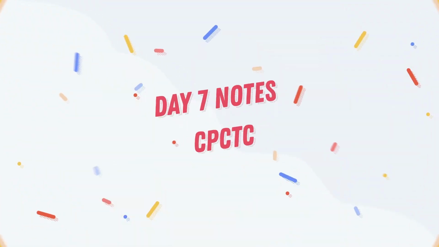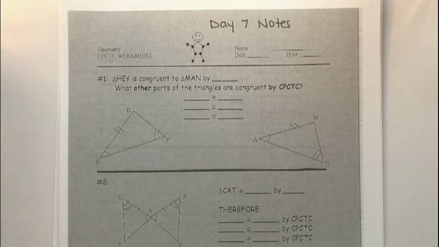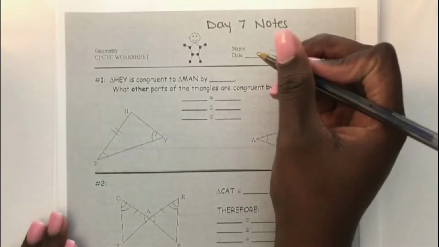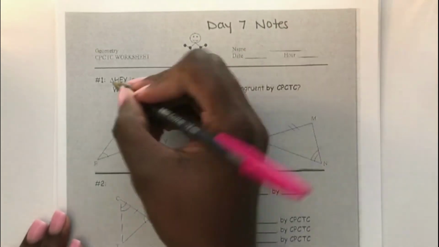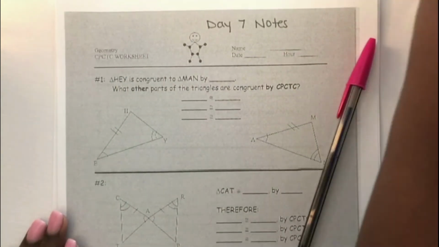Hey guys, today's notes are going to be on something called CPCTC. I'm going to introduce this by starting with our first example, which states that triangle HEY is congruent to triangle MAN, and we've got to fill in the blank.